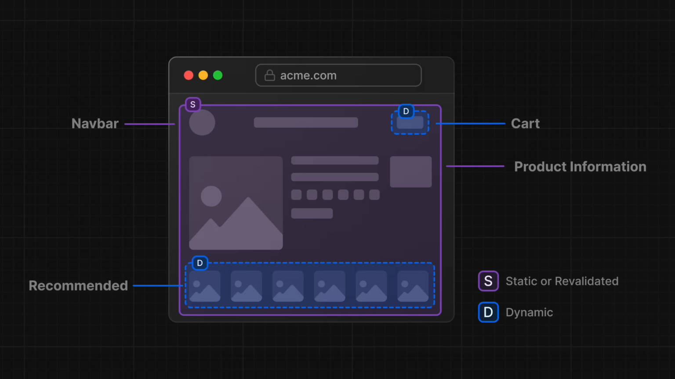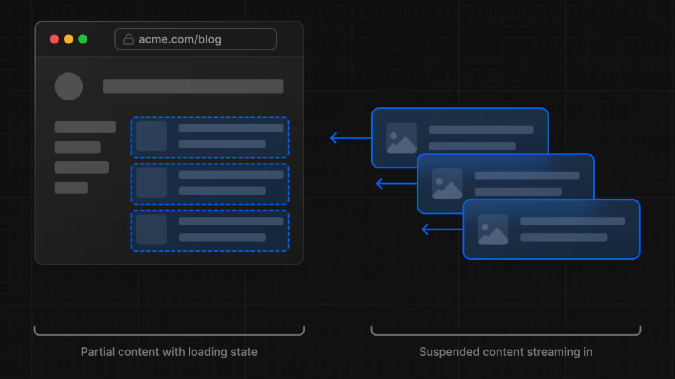Partial pre-rendering is the best of both worlds. It lets you serve a page instantly as static content while sprinkling in dynamic content when you need it. And today I will show you what PPR is, how it works, and more importantly, how to implement it. So without any further ado, let's go!